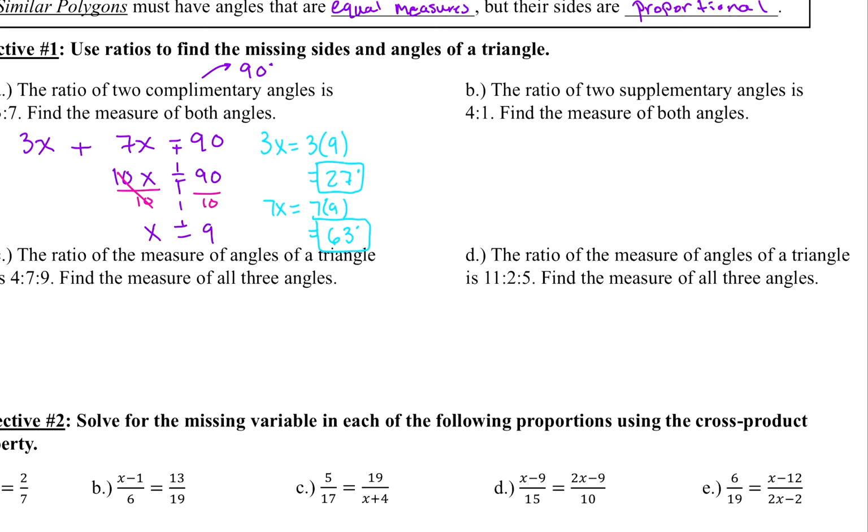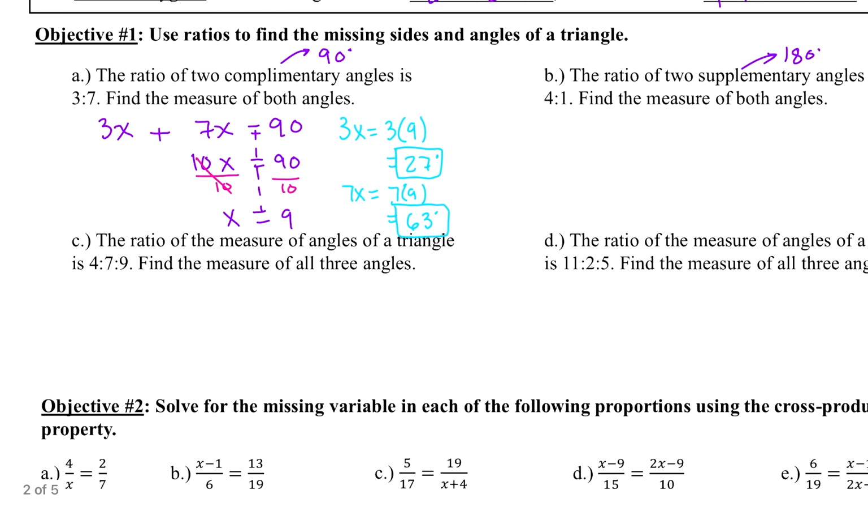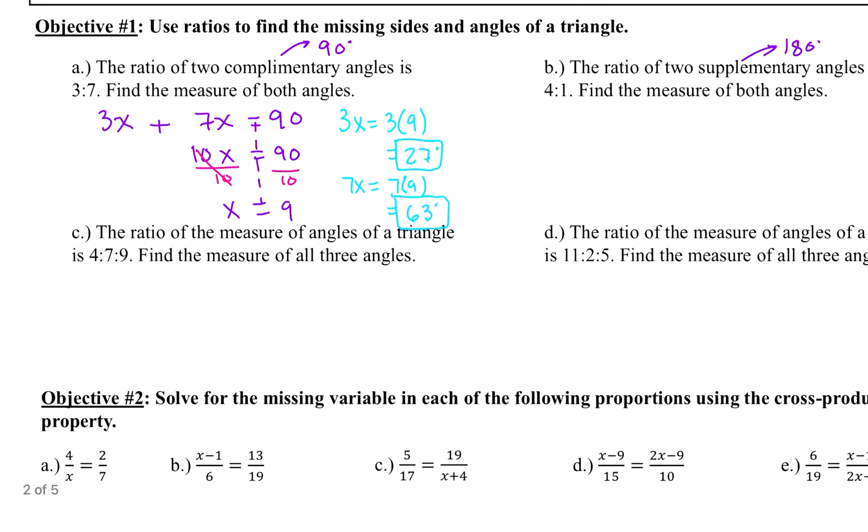B is very similar. You're going to do the same thing, but instead it's talking about supplementary. So you got to remember what supplementary means. Supplementary is two angles that add up to 180. I'm going to leave that one for you to try yourself there and see what you can come up with for that answer. But we're going to jump down to part C now, so make sure you pause the video if you need some time to do that one.